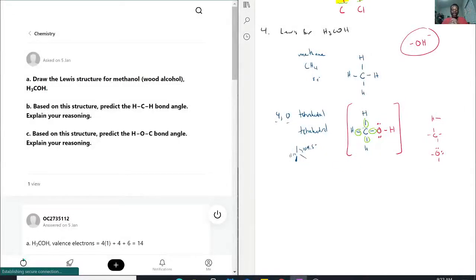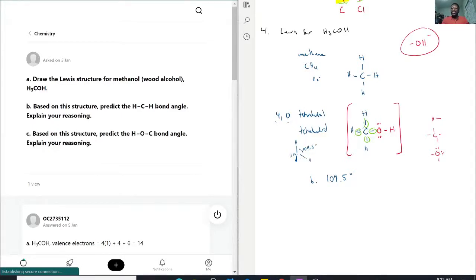So when it asks the question, predict the HCH bond angle, that includes one of the HCH. So if I said this was H, and the carbon was in the middle, that would be the bond angle there. So for B, the bond angle will be 109.5. Okay, and the reasoning being because of the tetrahedral shape, for the molecular geometry specifically.